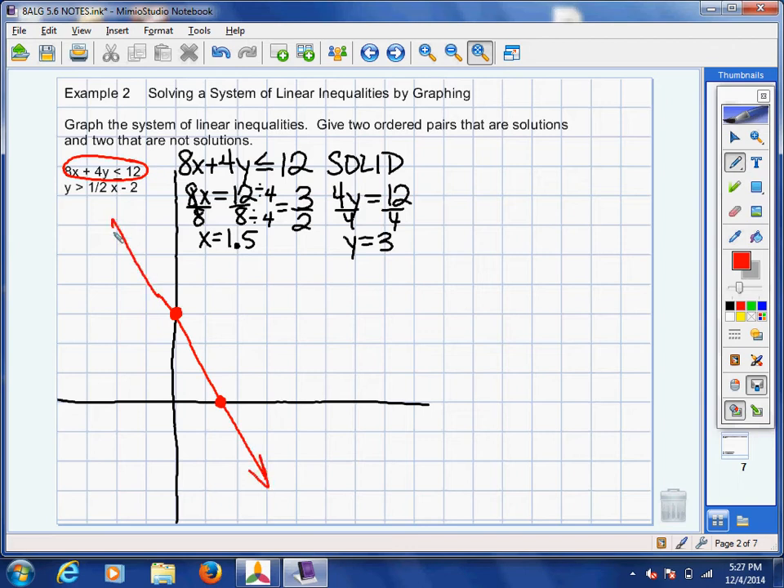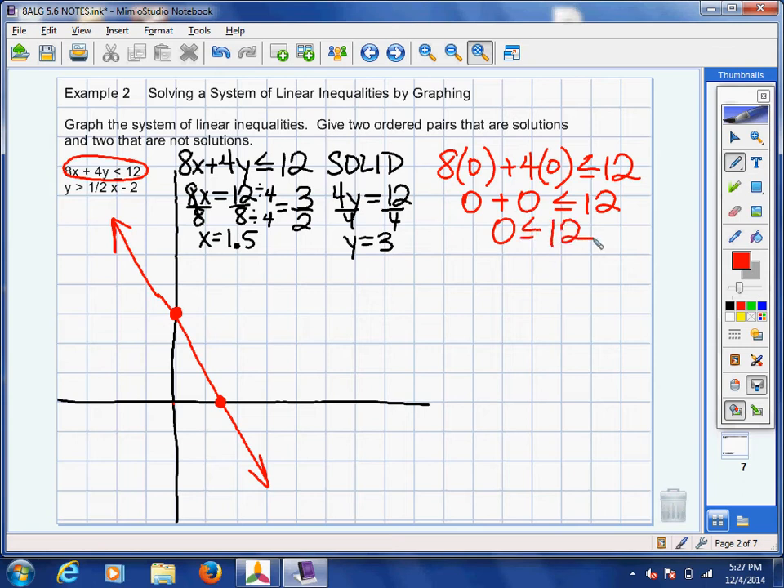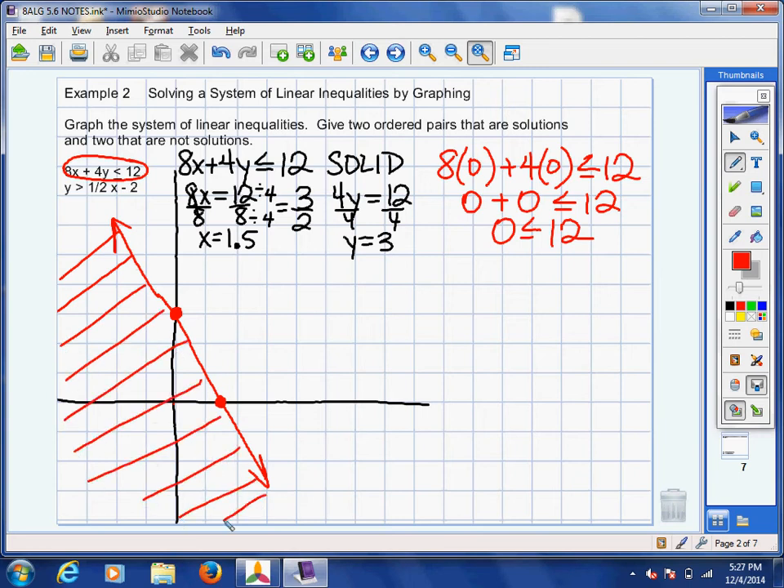Okay, there it is. Great job. Looks good. And then we need to figure out which side to shade. We've got to figure out which side's the less than side. So you know me, I like 0, 0. So I'm going to plug in 0 for the x, and 0 for the y. And is that actually less than 12? So 0 plus 0 less than or equal to 12. And the answer is yes, it is. So you're going to shade the side that has 0, 0 on it. That would be the left side of your red line.